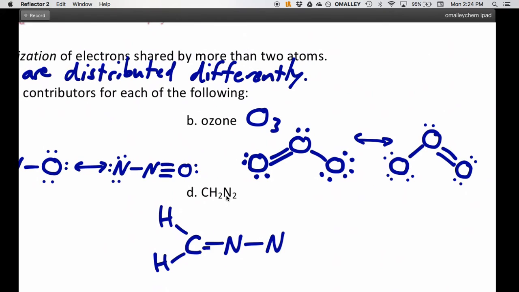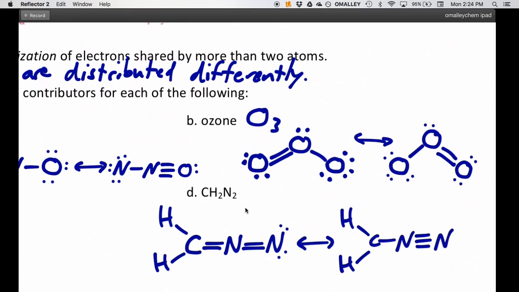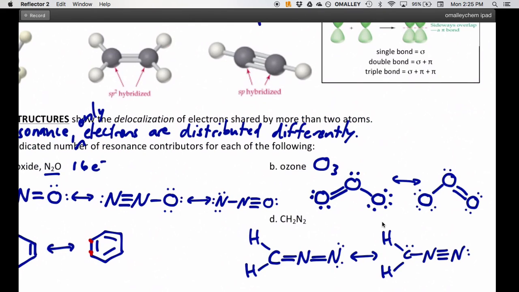And one valid structure has double bonds between all the atoms except for carbons, and then I have lone pairs of electrons on the nitrogen on the end here. An alternative structure would have a single bond between the carbon and the nitrogen and a triple bond between the two nitrogen atoms. That would result in a lone pair on the carbon atom and one more lone pair on that distal nitrogen off to the right. So these structures look quite different, but only because the placement of electrons is distributed differently. That's what resonance is all about.